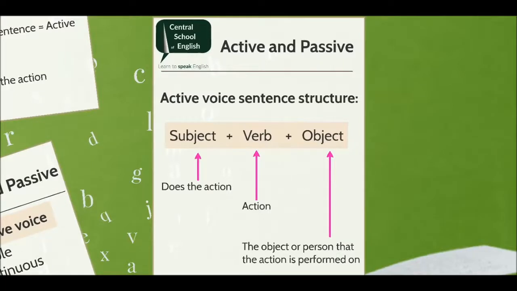In English, active voice sentences have the structure subject plus verb plus object. The subject does the action, the verb is the action, and the object is the object or person that the action is performed on.